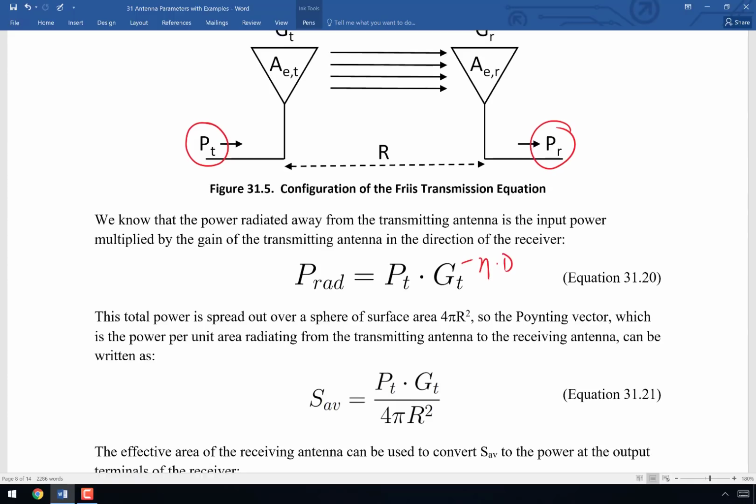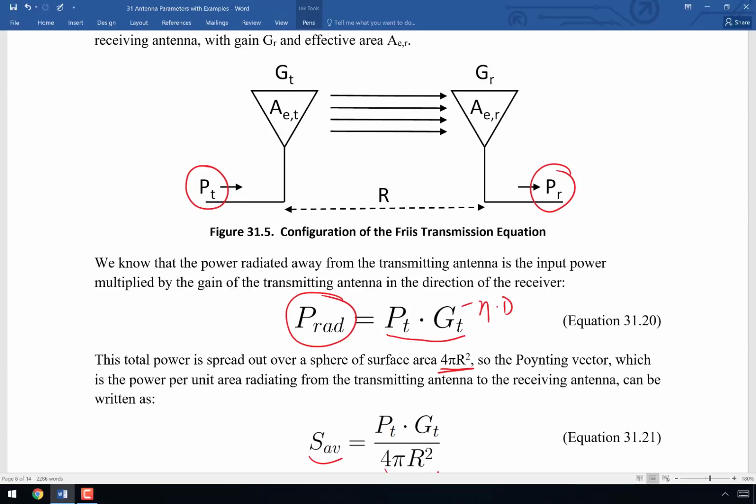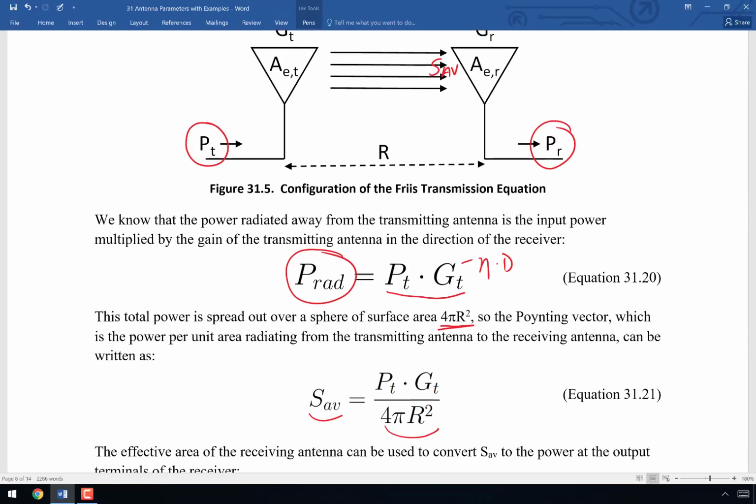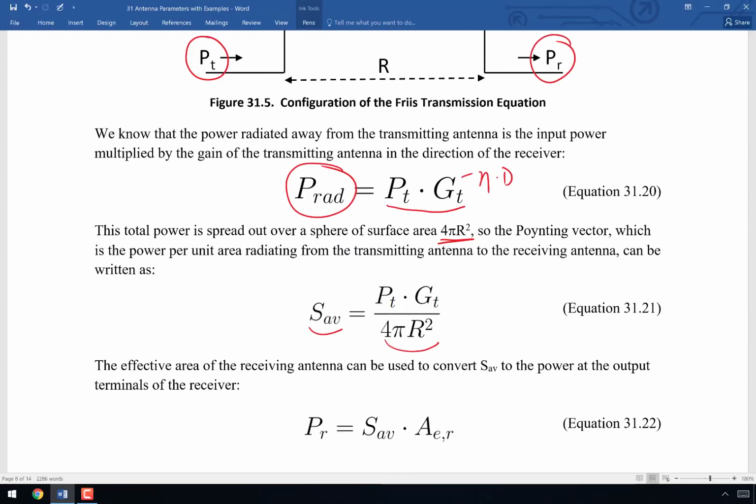We're going to assume that they're pointed optimally at each other. So the total power that we just found right here, the radiated power, is spread out over a surface area of 4 pi r squared. So we can take P sub t times G sub t and divide it by 4 pi r squared, and that gives us the S average that is being received at the receiver. So that's S average right here. S average is what we just found in equation 31.21, the S average that's at the receiver. Notice, by the way, that it has a 1 over r squared, which makes me very happy, because usually these things do have a 1 over r squared relationship.